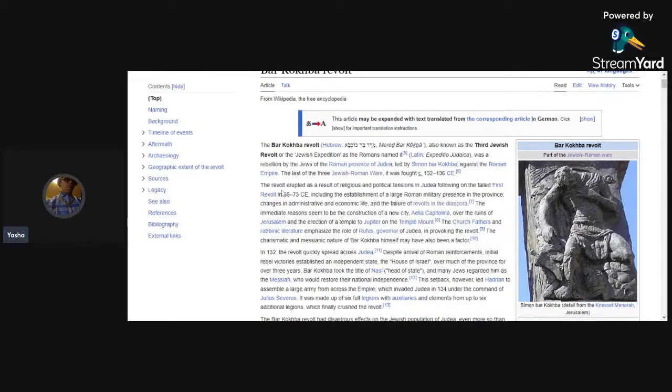The revolt erupted as a result of religious and political tension in Judea following the failed first revolt in 66 and 70 CE. So the Bar Kokhba revolt is a war that's been stemming all the way back to 66 AD, which was the first Roman-Jewish War. It said, including the establishment of a large Roman military presence in the province, changes to the administration of economic life, and the failure of revolts in the diaspora.